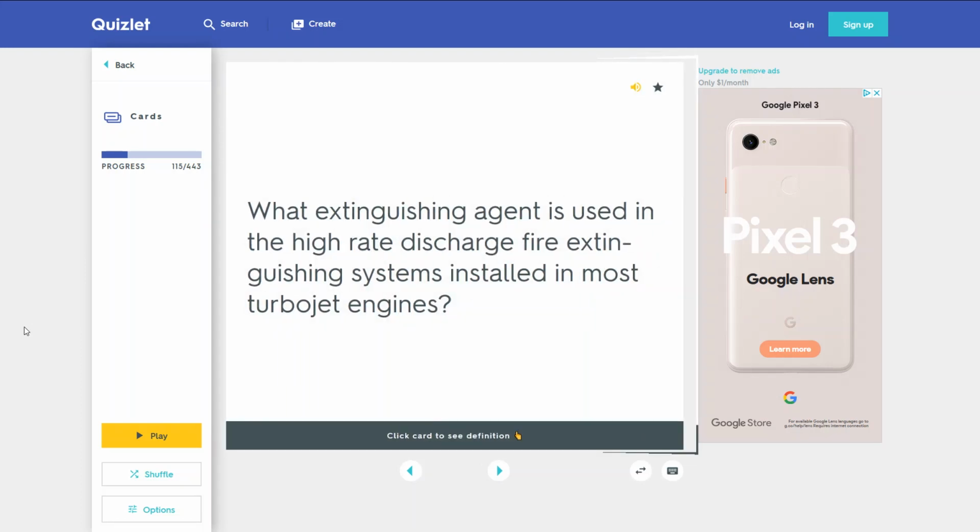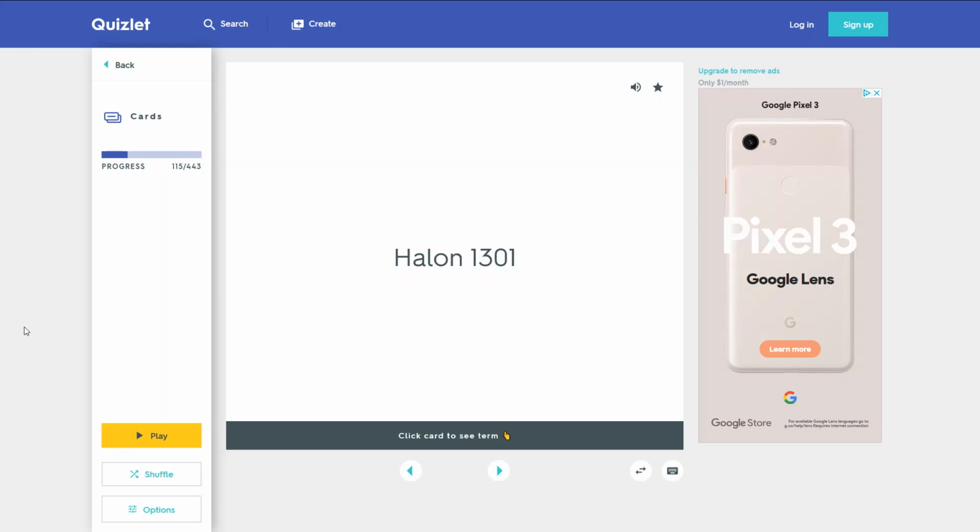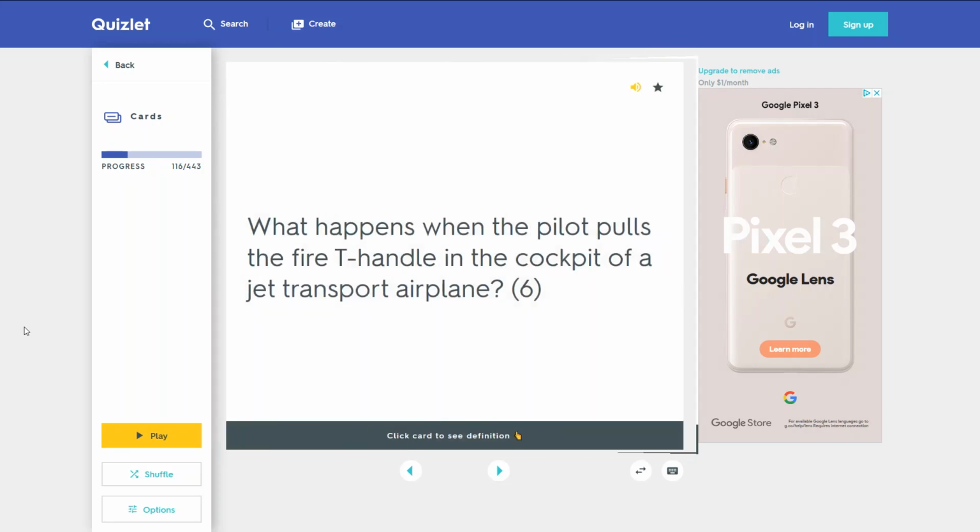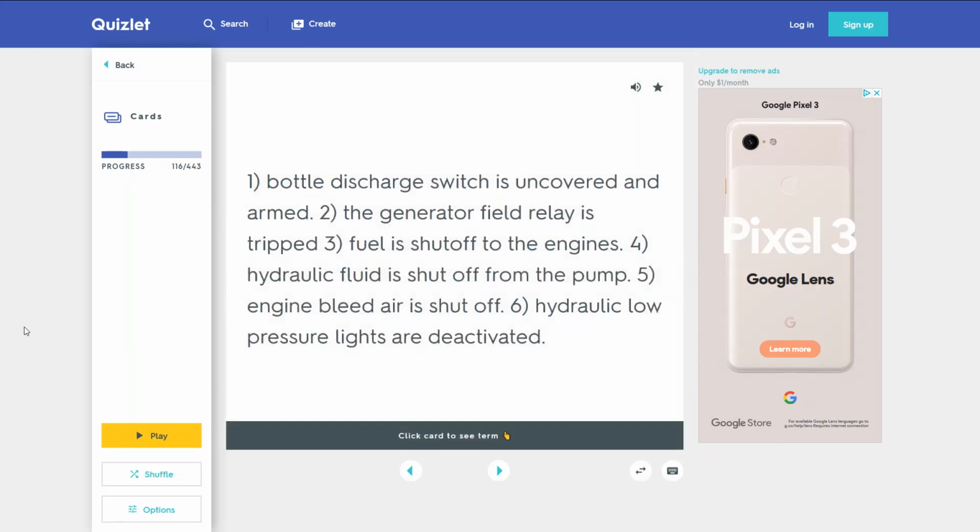What extinguishing agent is used in the high-rate discharge fire extinguishing systems installed in most turbojet engines? Halon 1301. What happens when the pilot pulls the fire T-handle in the cockpit of a jet transport airplane? 1. Bottle discharge switch is uncovered and armed. 2. The generator field relay is tripped. 3. Fuel is shut off to the engines. 4. Hydraulic fluid is shut off from the pump. 5. Engine bleeder is shut off. 6. Hydraulic low pressure lights are deactivated.